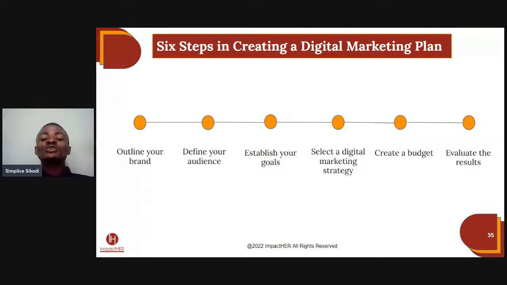So the next step is to establish your goals. What do you want to achieve using digital marketing? And of course, your goals have to be SMART: specific, measurable, attainable, relevant, and time bound. You don't set goals like, I want to make money online, or I want to have followers online, or I want to grow my page online.